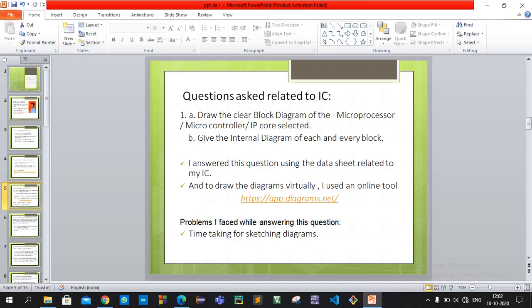The problem I faced while answering this question is that, as I used Draw.io for the first time, it took much time for sketching the diagrams. So the time taken is the only problem I faced while answering this question.